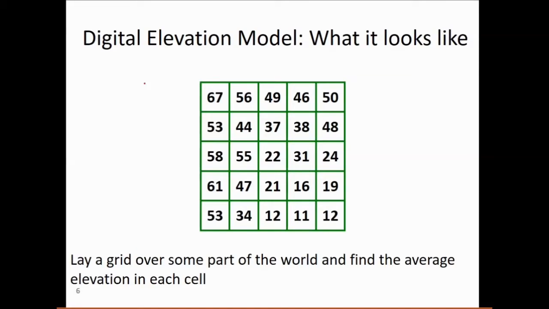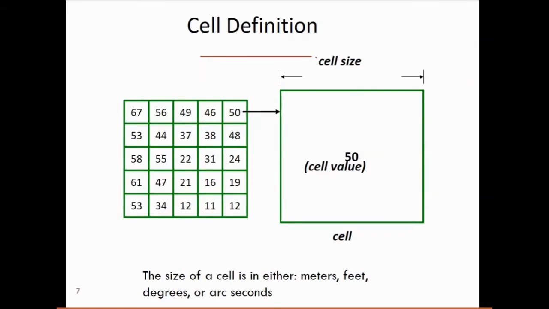This is how your DEM will look. These are the values in a grid structure. So lay a grid over some part of the world and find the elevation in each cell. This is the cell definition. I just showed you this. This is the cell size. This is the cell value, a particular value, and the size of the cell is in either meters, feet, degrees, or arc seconds.